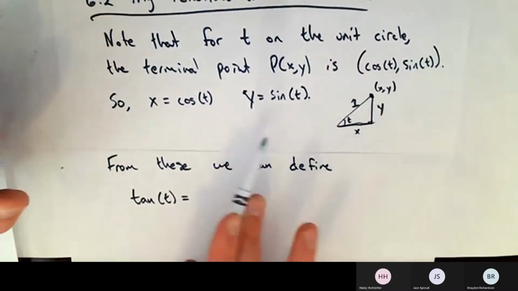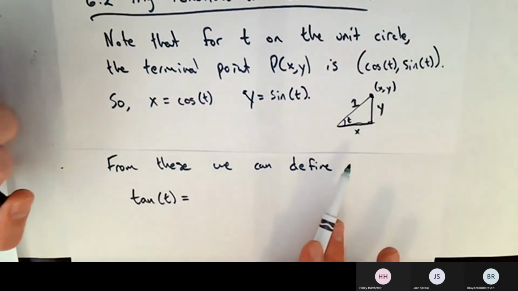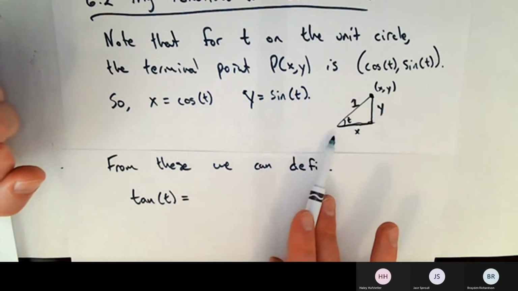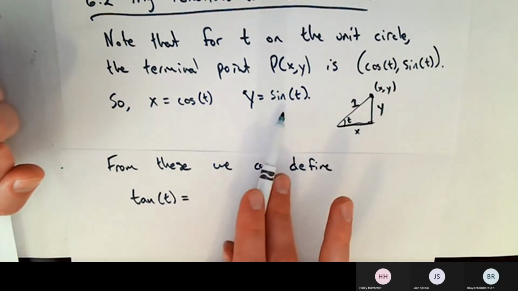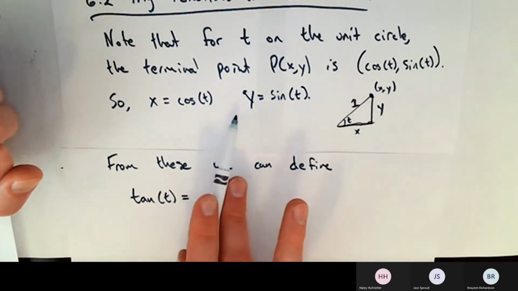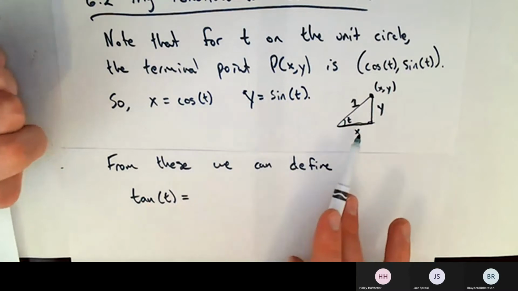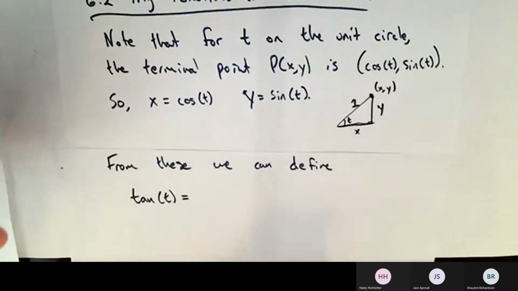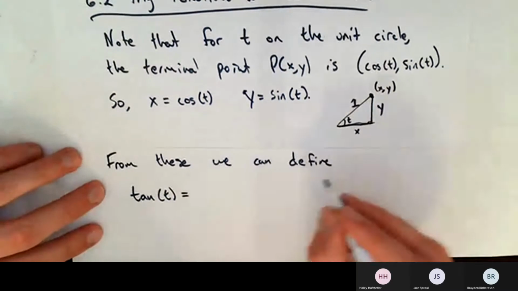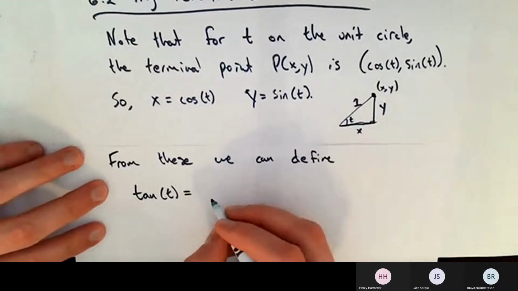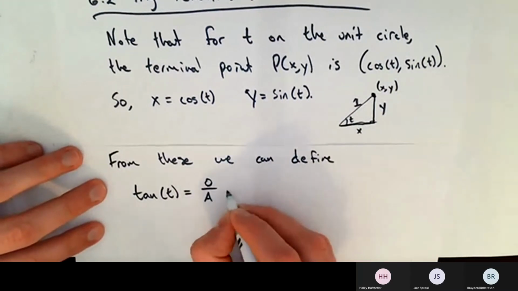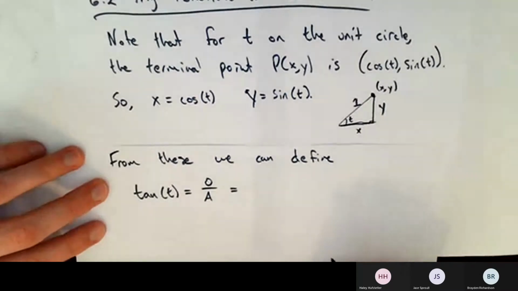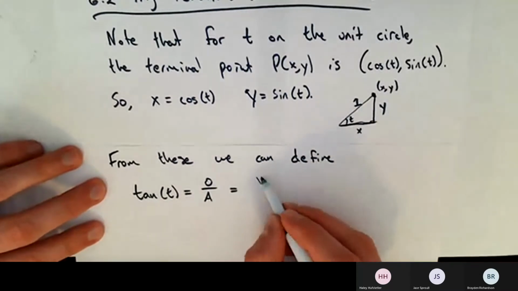So sine of t is equal to opposite over hypotenuse, which is just y over 1, so just y. Cosine of t is equal to adjacent over hypotenuse, which is x over 1. Tangent of the angle t is equal to opposite over adjacent, which is y over x.